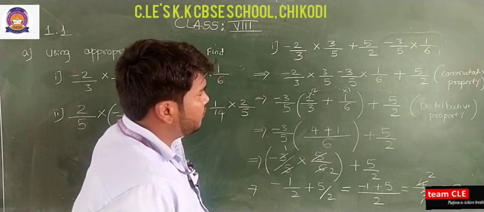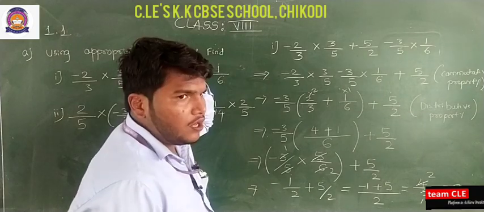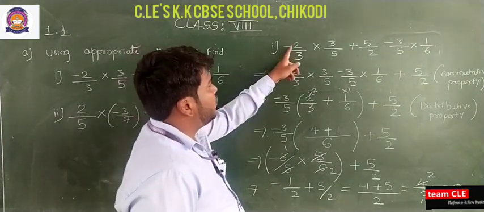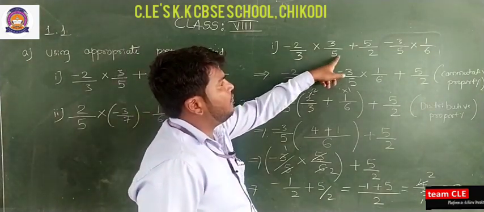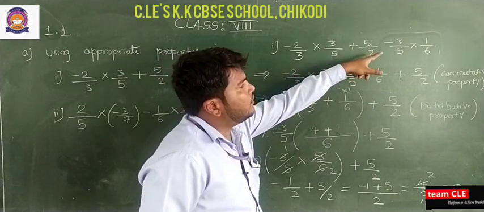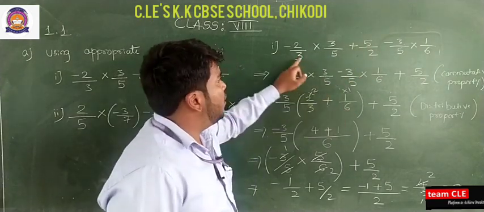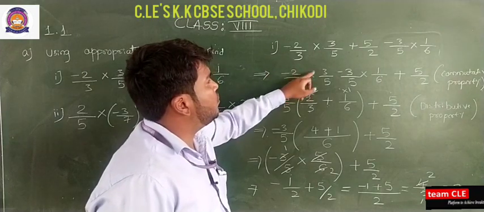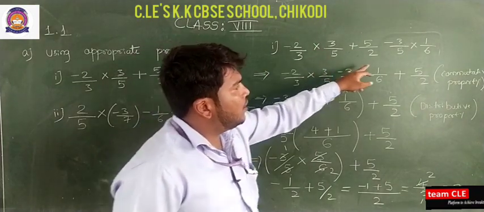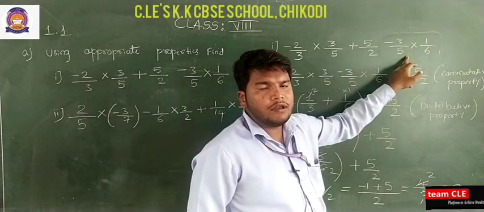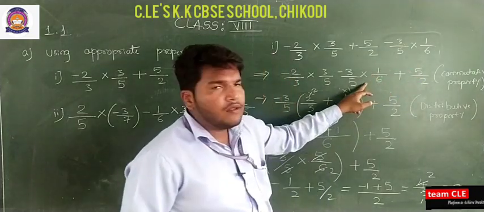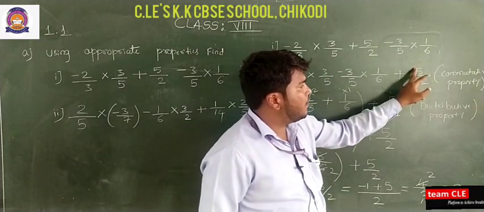Once again I am going to explain this. First of all, see here once again, dear students: minus 2 by 3 into 3 by 5 plus 5 by 2 minus 3 by 5 into 1 by 6. First write this minus 2 by 3 into 3 by 5 as it is. Then you take this last term, that is minus 3 by 5 into 1 by 6. Then you write the last term as plus 5 by 2.